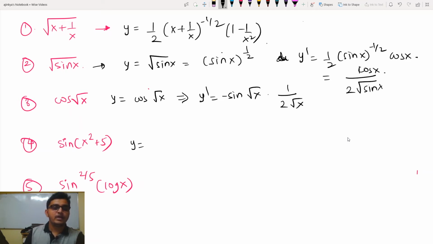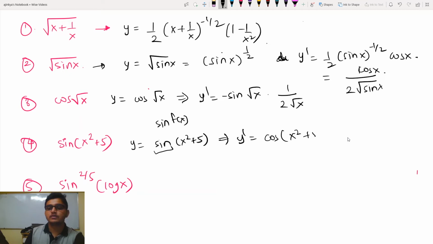In the fourth, we have y equals sine of x square plus 5. So this is a direct formula where we have function as sine of f of x. So we have y dash equals the differentiation of sine of any function, which will be cos of that function, which is x square plus 5. Then we again multiply it with 2x plus 0, or rather just 2x. So 2x cos of x square plus 5.